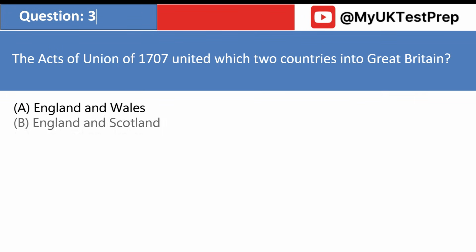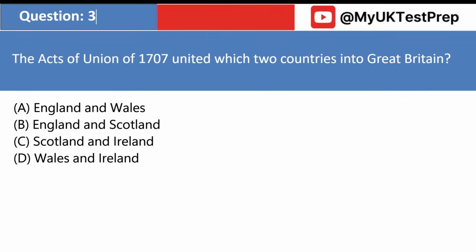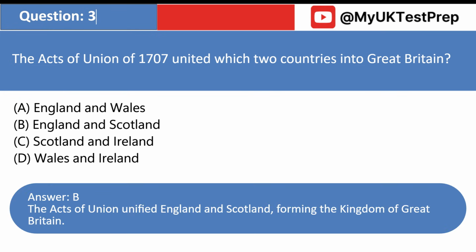The Acts of Union of 1707 united which two countries into Great Britain? A. England and Wales. B. England and Scotland. C. Scotland and Ireland. D. Wales and Ireland. Answer: B. The Acts of Union unified England and Scotland, forming the Kingdom of Great Britain.